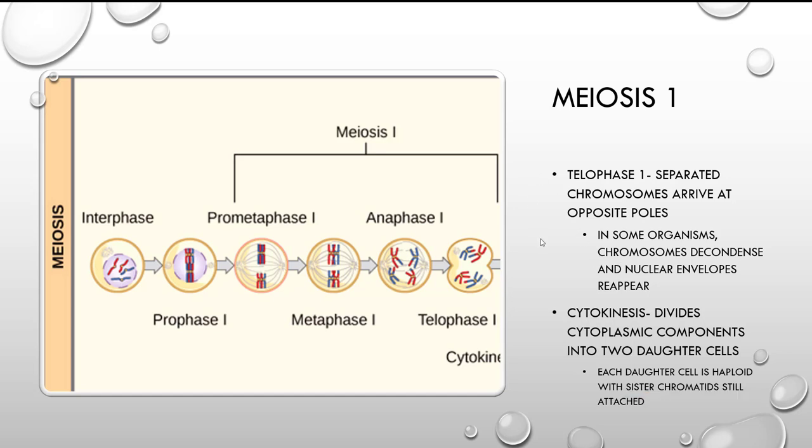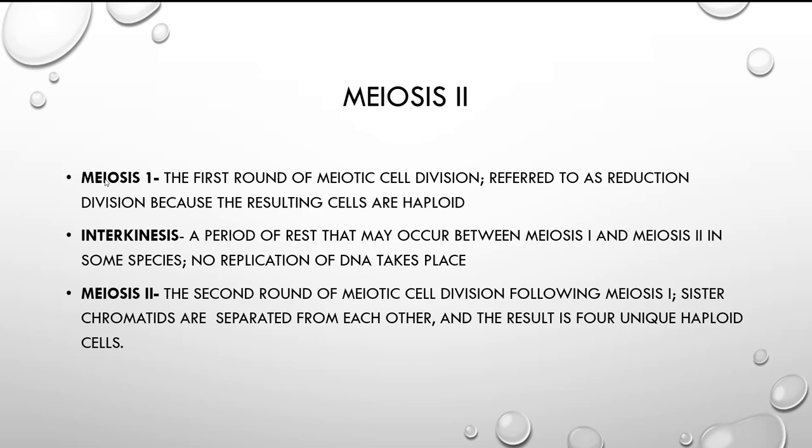Okay? So just to review, meiosis part 1, that's the first round of meiotic cell division. And that is also known as the reduction division, because we're taking our diploid cell and we're producing haploid daughter cells. Okay.